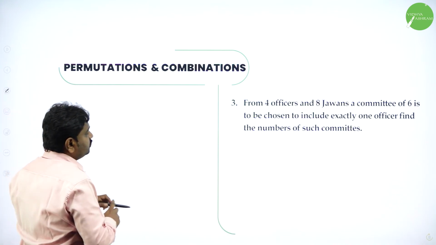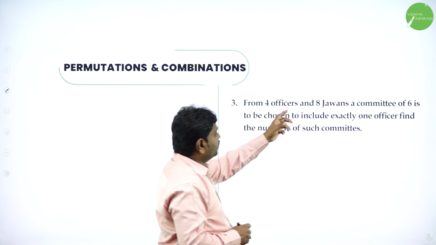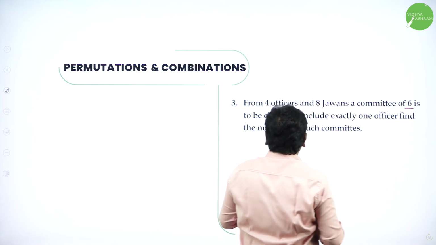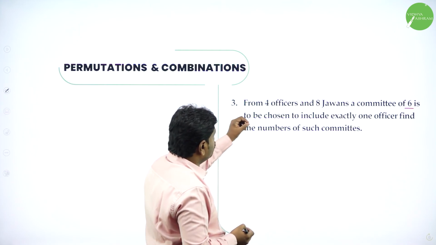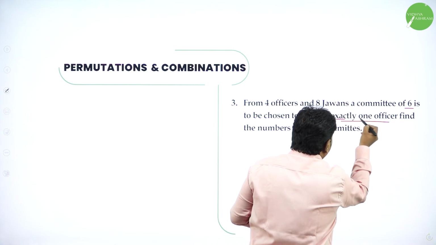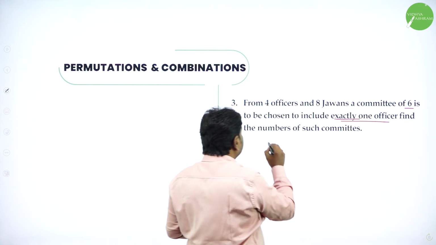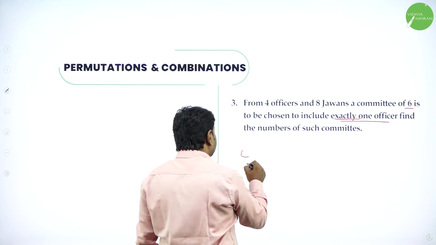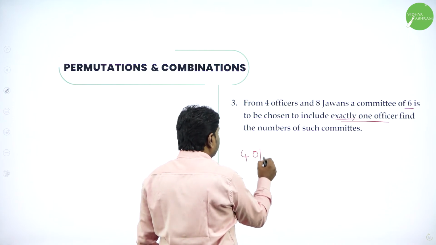Then from 4 officers and 8 jawans, a committee of 6 has to be chosen, and it should include exactly one officer. They told exactly one officer, not more than that. So find the number of ways. So please understand, 4 officers are there. Total how many officers? 4 officers.